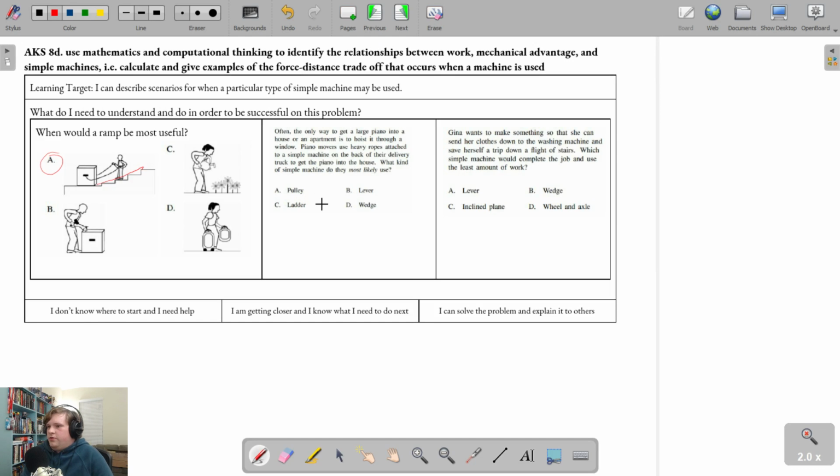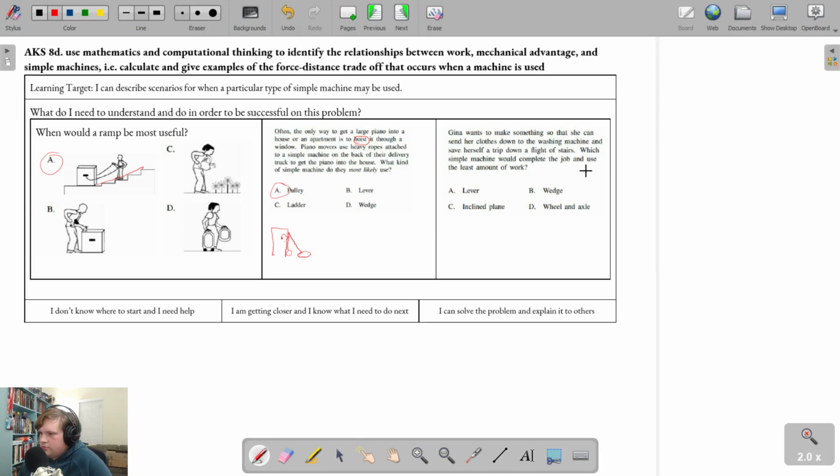Alright. Often, the only way to get a large piano into a house or an apartment is to hoist. What a word! That is a very good word. Hoist it through a window. Piano movers use heavy ropes attached to a simple machine on the back of their delivery truck to get the piano into the house through the window. So if it's through the window, we have our house. If it's got a window all the way up here and they're in their truck down here, I'm the best drawer in the world, they're eventually going to have the piano down here. They have to lift it up that way. That is a pulley. Good.